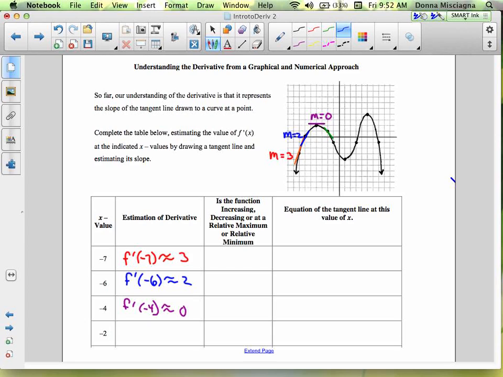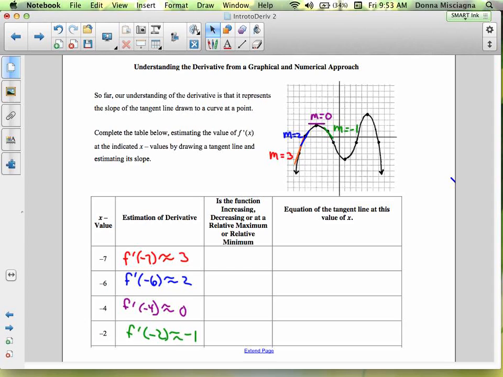And then we just need f prime of negative 2. That one has a negative slope. It looks less steep than at negative 6. It looks like it's going down 1 to the right 1. I'd say that's a slope of negative 1. So f prime of negative 2 is about negative 1. Now, is the function increasing, decreasing, relative max, or relative min?